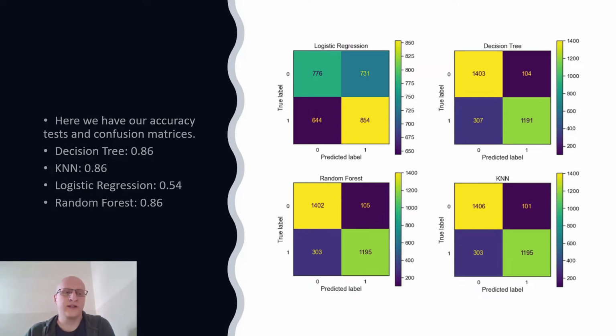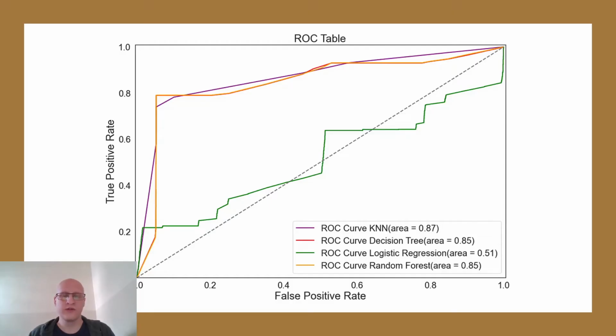By using this data, we trained 4 different machine learning models. We used 25% of it for testing, and here are the accuracy scores of the models. As you can see, 3 models have the same accuracy score, so we need a better understanding of the models. So we created an ROC table.